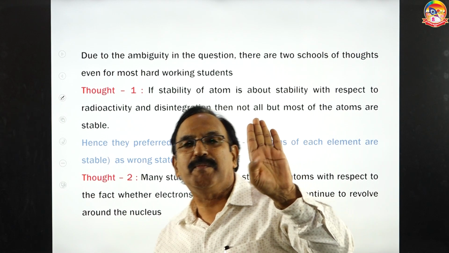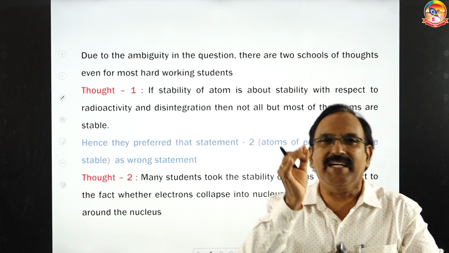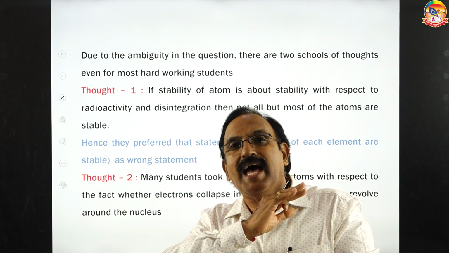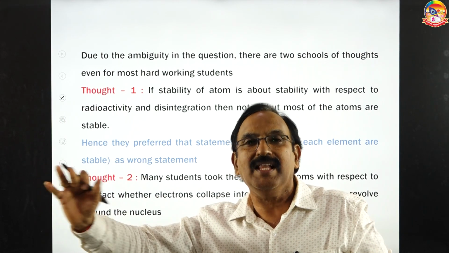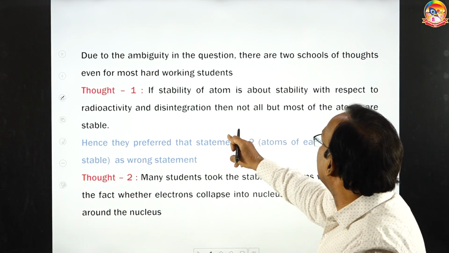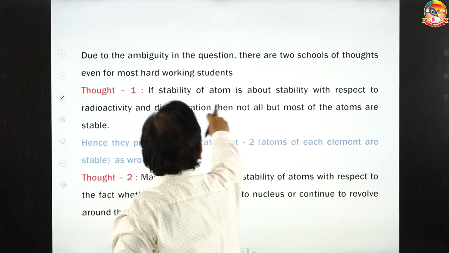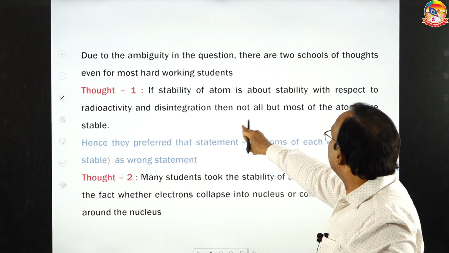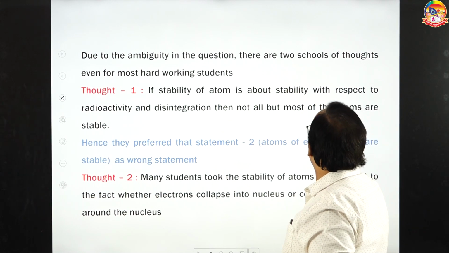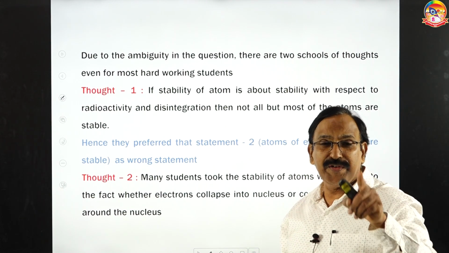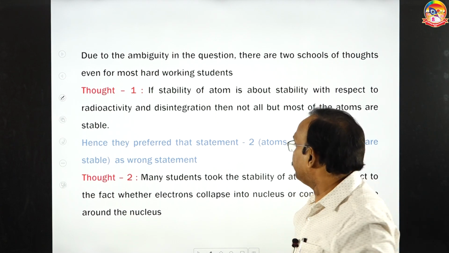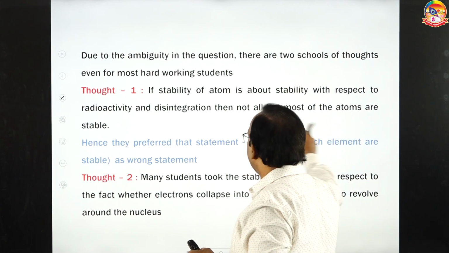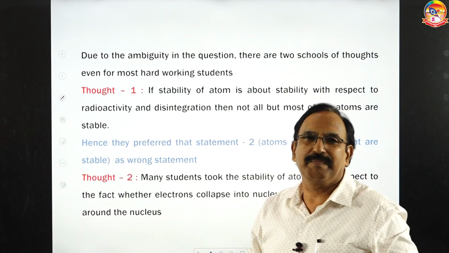So based on the atomic model, they were under the opinion that as Bohr perfectly proved, all atomic orbits are stable and the atom is stable. So that is the first school of thought. If stability of an atom is about stability with respect to radioactivity and disintegration, then not all but most of the atoms are stable, if you are talking in terms of radioactivity. Hence, those students preferred that statement 2, that atoms of each element are stable, as the wrong statement.